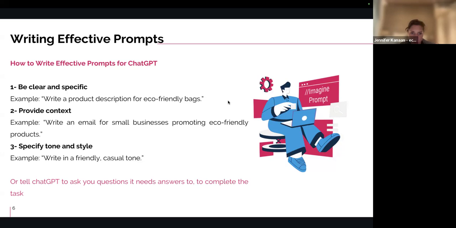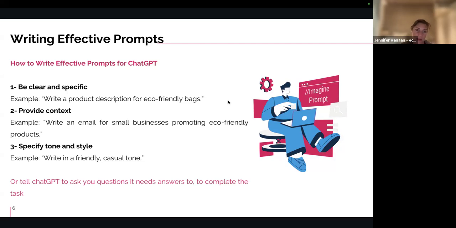Second thing is to provide context. So, write an email for small businesses promoting eco-friendly products. I'm guessing from this prompt that this is an email for B2B businesses, so potentially B2B clients, and you're trying to promote eco-friendly products. So this is already a good additional context, because you mentioned small businesses, so we already know the target audience a little bit, but it's not deep enough for you to have an answer that's very much suited to your business.